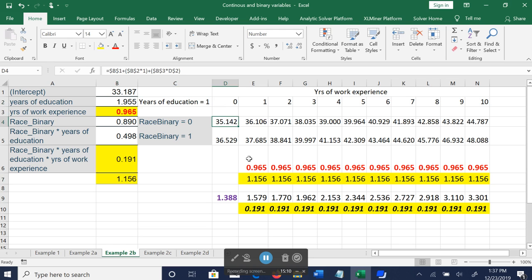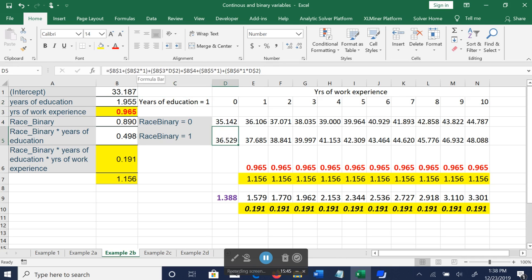We do the same thing again. We estimate the income for those from this racial category with 1 year of schooling with no experience, and we estimate what the income is going to be like for those from racial group 0 with 1 year of schooling. We just copy the formula over. And we can also estimate the income for those from this racial group with 1 year of schooling.